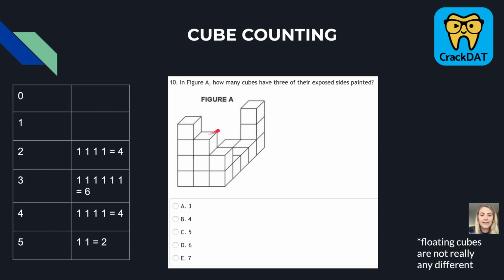They're just floating, so they don't have the bottom support. It's not like a solid structure like this. It could be a structure that wouldn't actually make sense in real life.